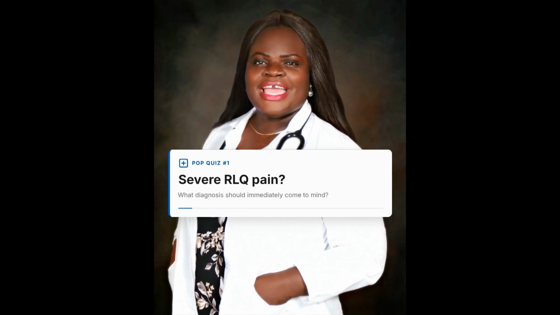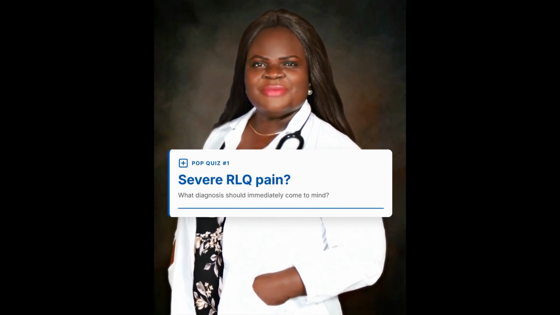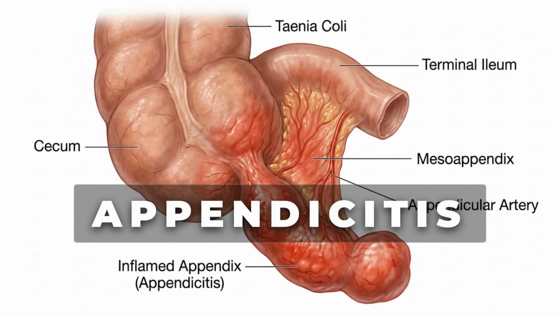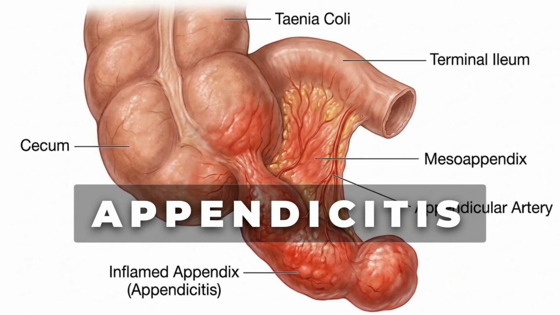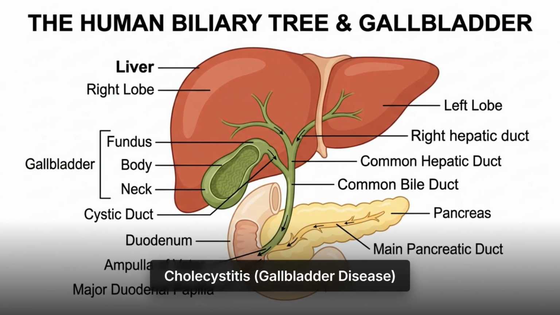Let's test your knowledge. Pop quiz number 1. A patient presents with severe right lower quadrant pain. What diagnosis should immediately come to mind? Appendicitis. Exactly. Now, what about right upper quadrant pain, especially after eating a fatty meal? Think gallbladder disease, particularly cholecystitis.